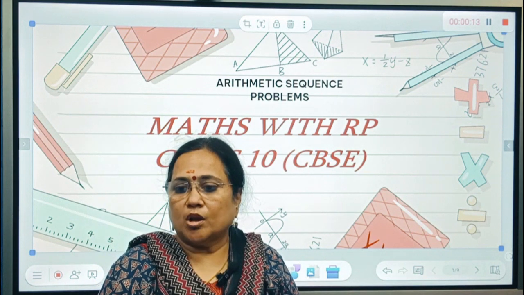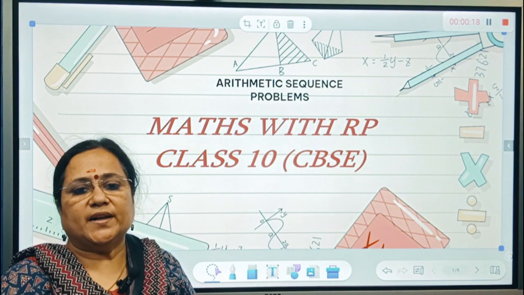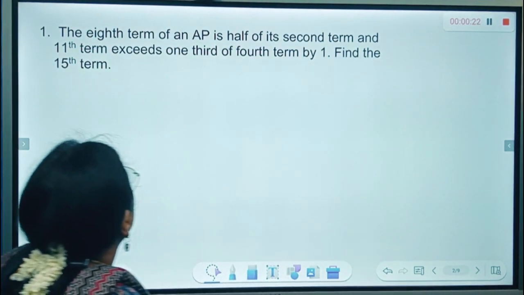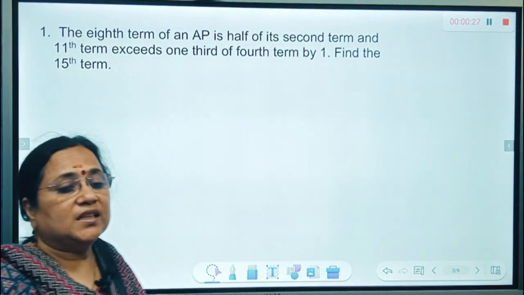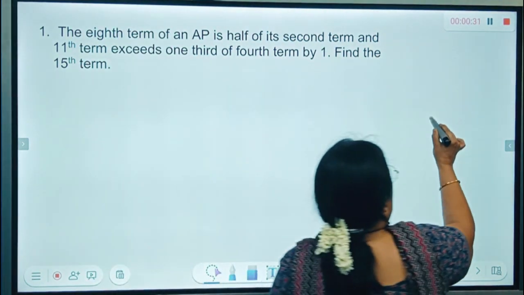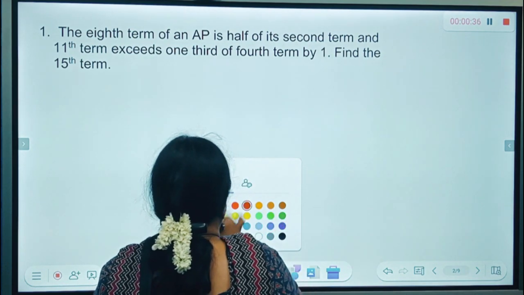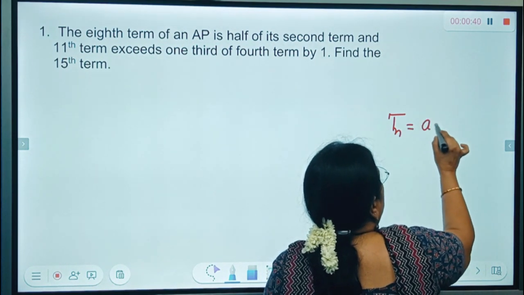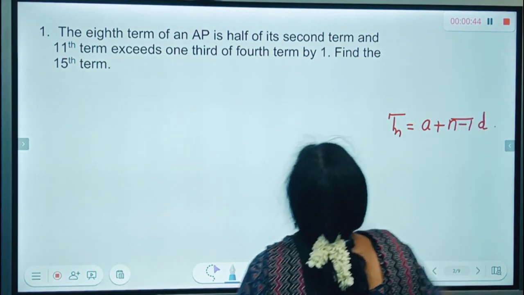Today we are going to solve problems based on arithmetic progression, arithmetic sequence. We have already discussed in the earlier video that the nth term of an AP is given by a plus n minus 1 into d.